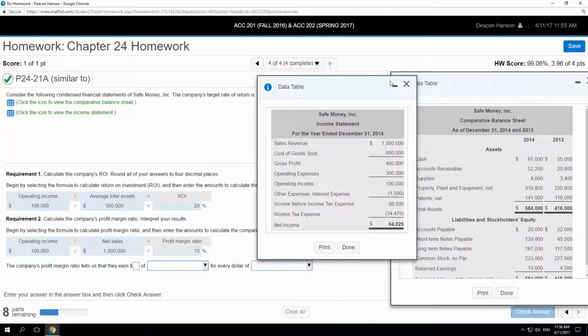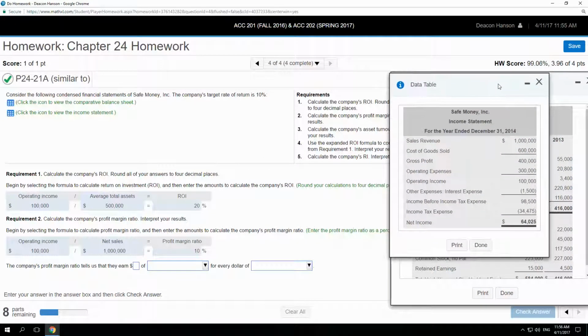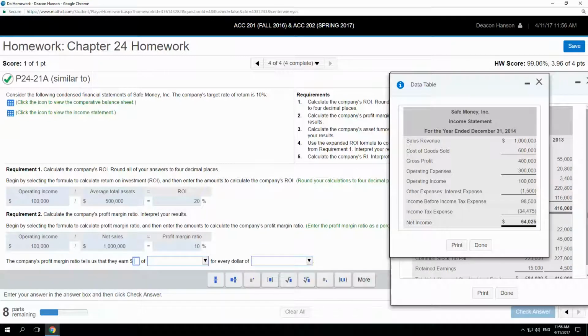I think we have easier numbers this time. Okay. The profit margin ratio tells us that they earn 10 cents of operating income for every dollar of net sales.